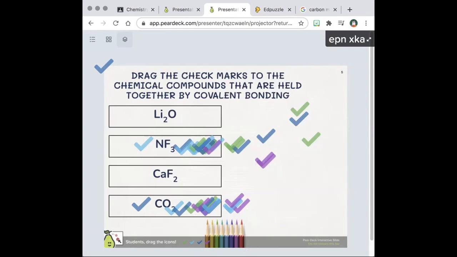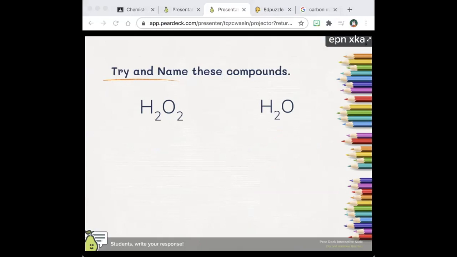You're going to type their names in the pair deck, okay? You can write number 1, the name is blank, number 2, the name is blank, or just organize it in a way where I can see both names, okay? I'm going to give you about 1 minute to try this. Your 2 chemical compounds are H2O2 and H2O. Please try and name these chemical compounds.